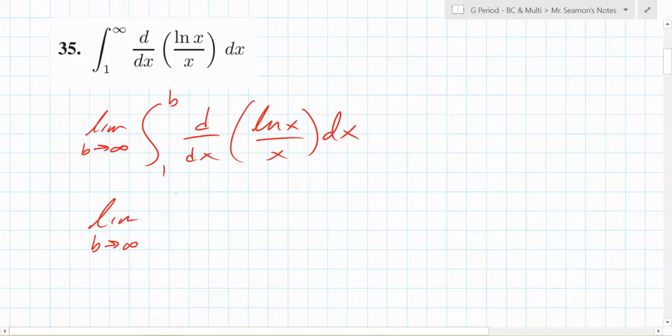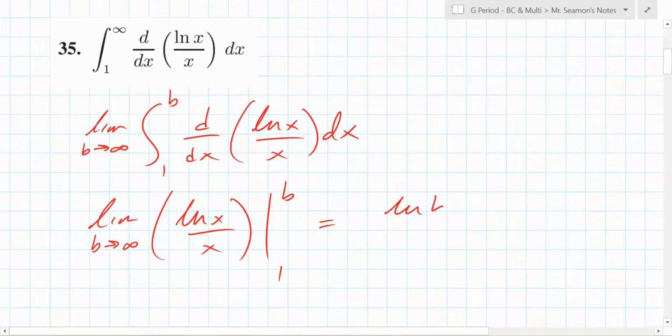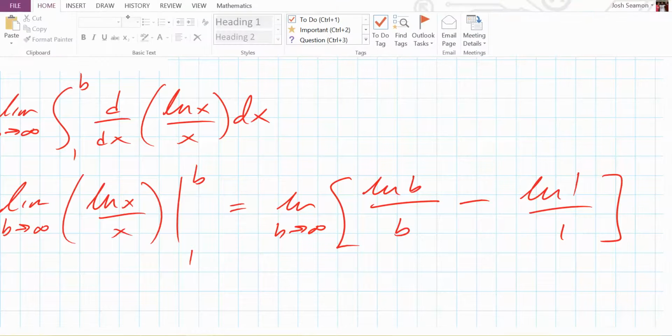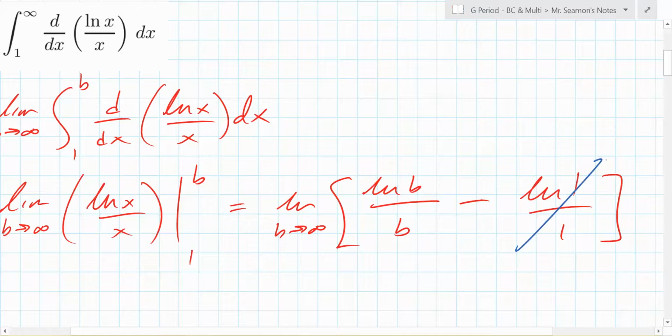The limit as b goes to infinity of ln x over x from 1 to b. Exactly. Great. So what are you going to end up with? You're going to end up with ln of b. Well, hold on. Let me move this over here. The limit as b goes to infinity of what? ln b over b minus what? 1 over 1. What is ln of 1? 0. It is 0. Nice. So this thing is 0.